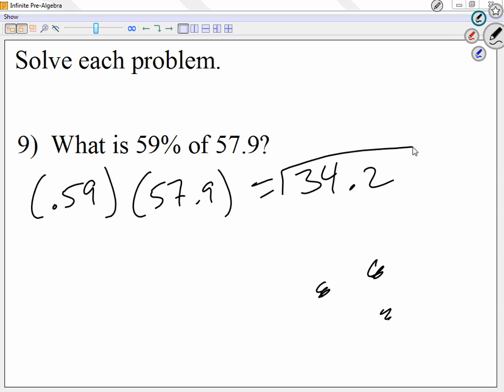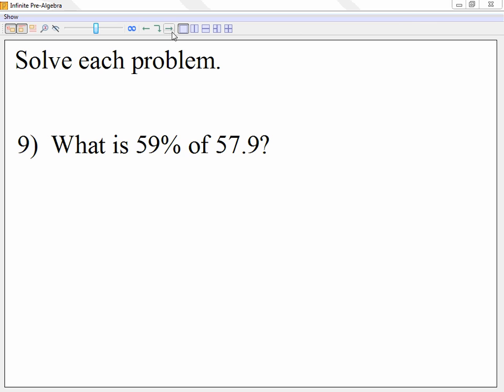Since I'm not dealing with money, I'm only going to run it to one decimal place. Money is the one that we run out to two decimal places. But this one I'm going to go to only 34.2. I did round to one decimal place. So any questions up until number 10? All right, looking at number 10.